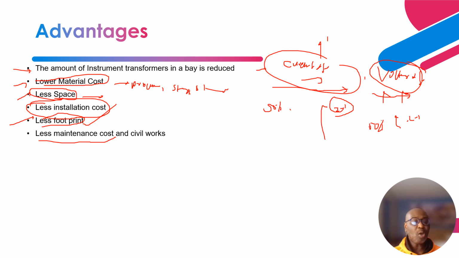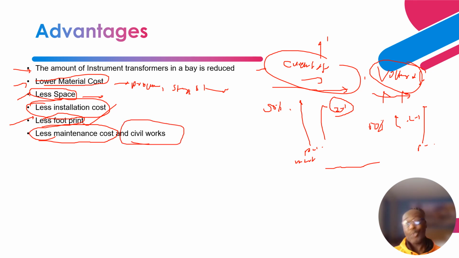Next is maintenance costs. Yes, so think about it. You are scheduling maintenance for this one, and you're scheduling maintenance for this one. You're putting a lot of labor and materials for this one, right? And the inconvenience of taking an outage, right? But you can achieve that through just one, because of the combined instrument transformer.